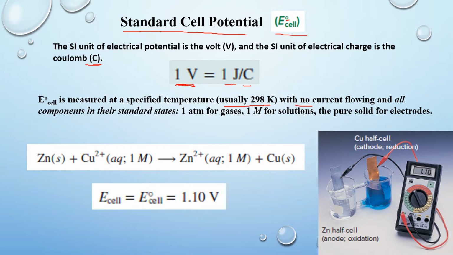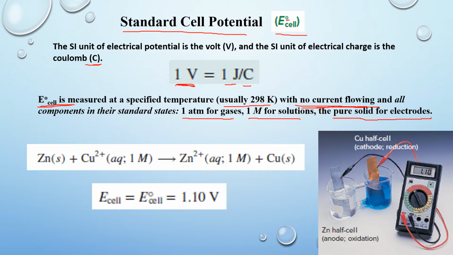Here it's not absolutely no current. It is a very tiny current, which can be ignored or has a negligible effect on the cell potential. All the components will be in their standard states. If you have a gas as the electrode, it has a pressure of 1 atmosphere. If it's a solution, it is 1 molar, and if you use a solid as the electrode, it has to be pure. Everything needs to be at its standard state.